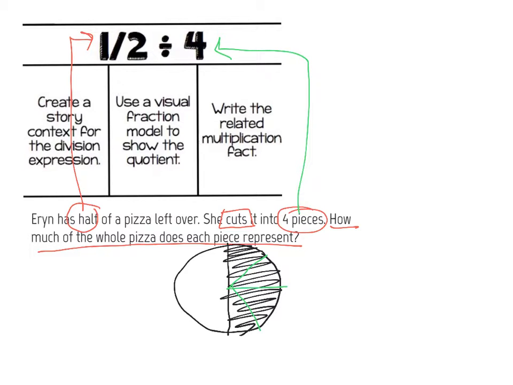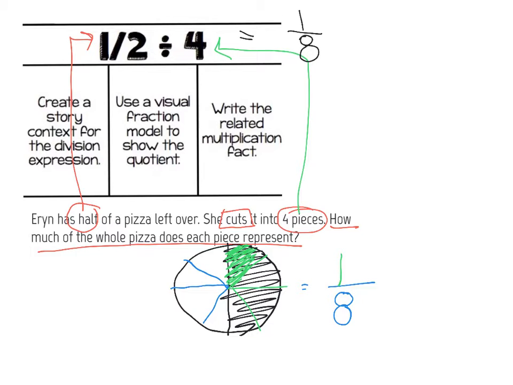Now, if my question says how much of the whole pizza does each piece represent, I'm going to have to split up this other half into fourths as well to figure out my denominator in my answer. So in this pizza that I've divided, each half has 4 pieces, I have a total of 8 pieces, therefore that's my denominator. And each piece represents 1 out of 8 pieces. Therefore, if I took 1/2 and divided it by 4, my answer would be 1/8.